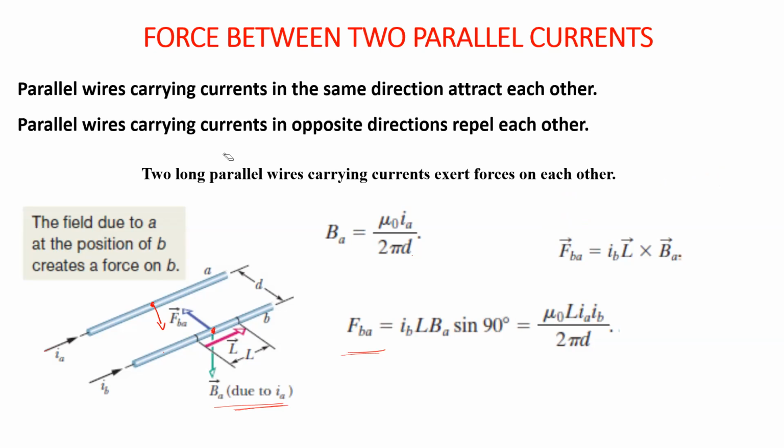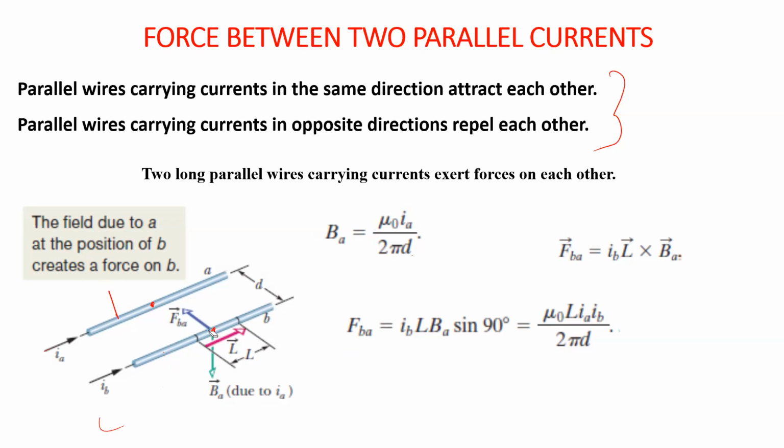Whereas if the parallel wires carry currents in opposite directions, they will repel each other. This is a basic idea, always remember it. Whenever the currents are in the same direction they attract each other, whereas parallel currents in opposite directions repel each other. The current is in this direction so the force will be in this direction, I mean they are getting repelled by each other.